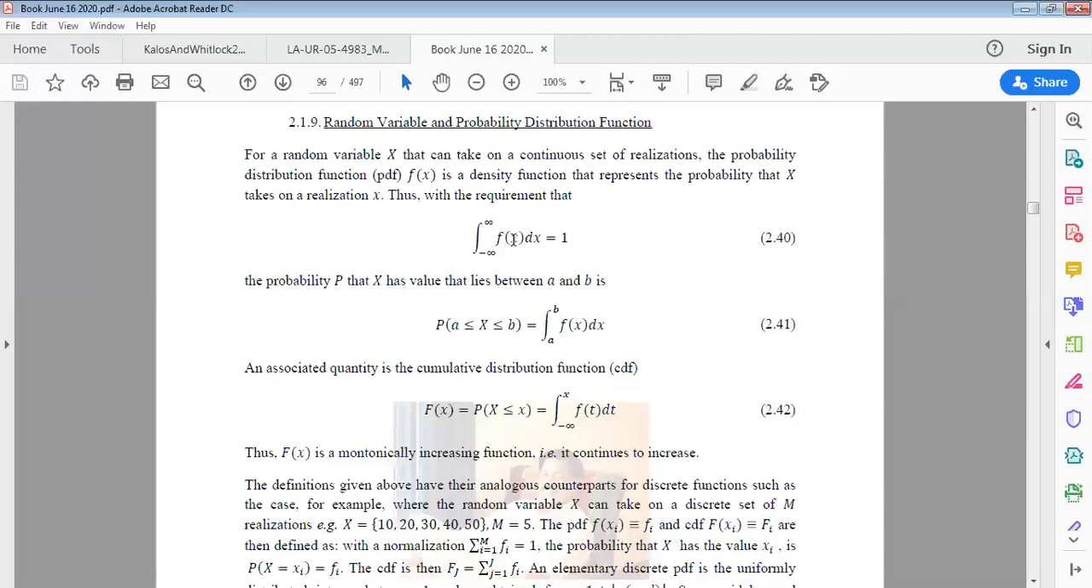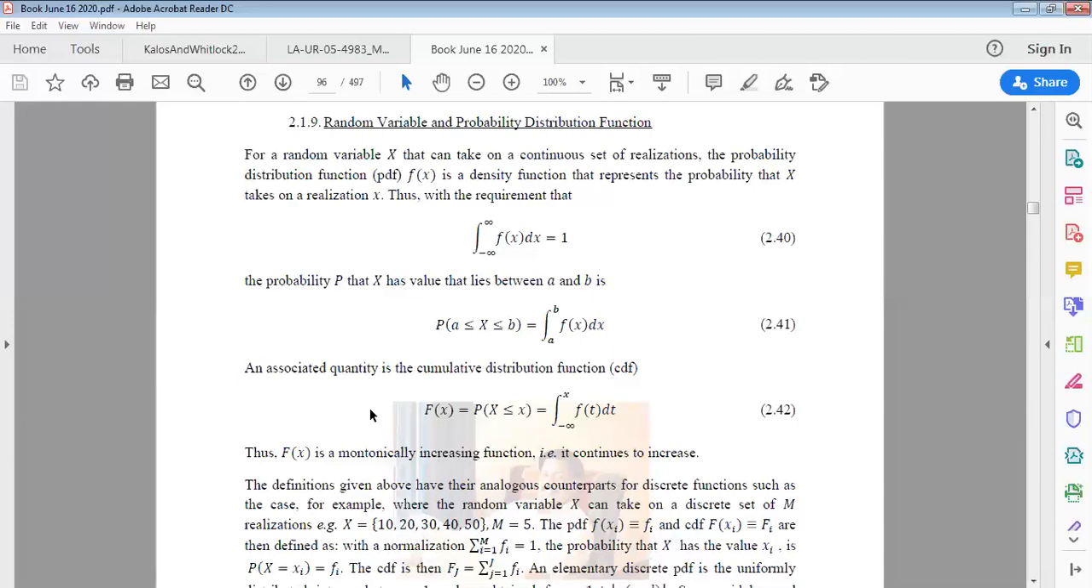So here's the integral f of x dx. If you integrate it between all permissible values, it's got to add up to 100% or 1. And just as I said before, if a PDF does not integrate to 1, then you're doing something wrong. You're not counting some possible events. Now, what is the probability that the random variable has a value that lies between A and B? If I integrate the PDF between A and B, I get a probability P of the random variable having a value between A and B.